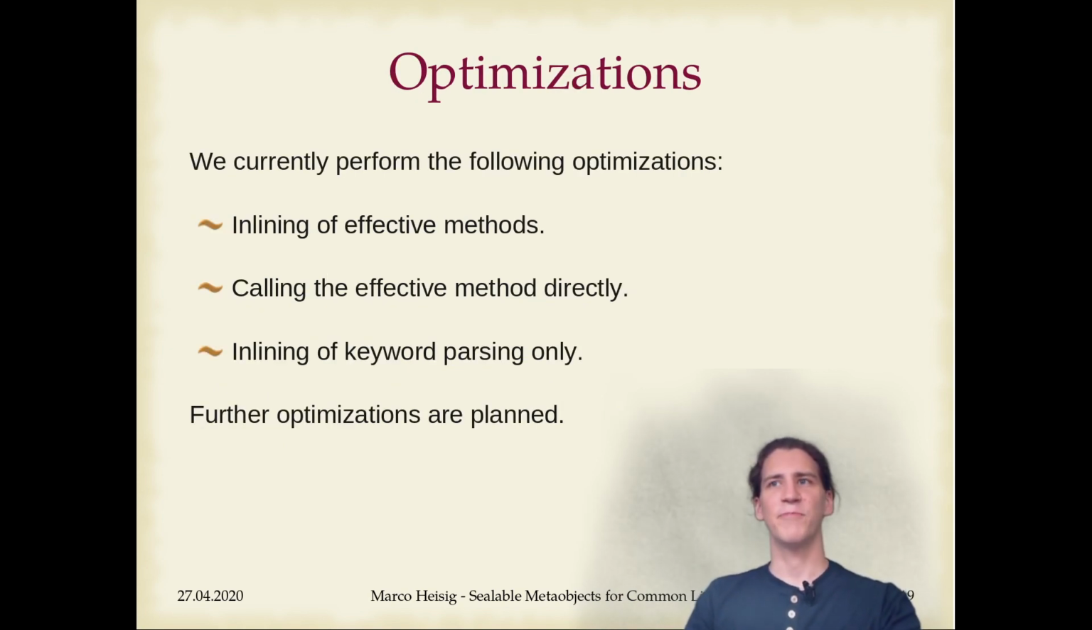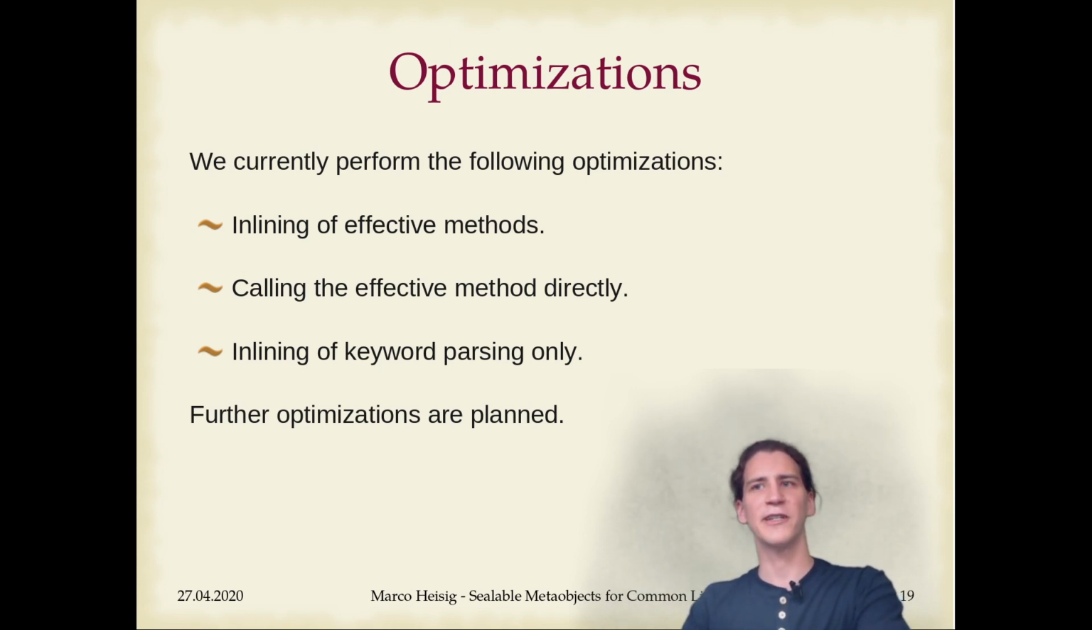But with all this in place, we can finally apply some optimizations. And the three most important optimizations are, firstly, inlining of effective methods. Then, secondly, calling the effective method directly and skipping the discriminating function when possible. And the last optimization that's quite rewarding in practice is inlining of keyword parsing only.